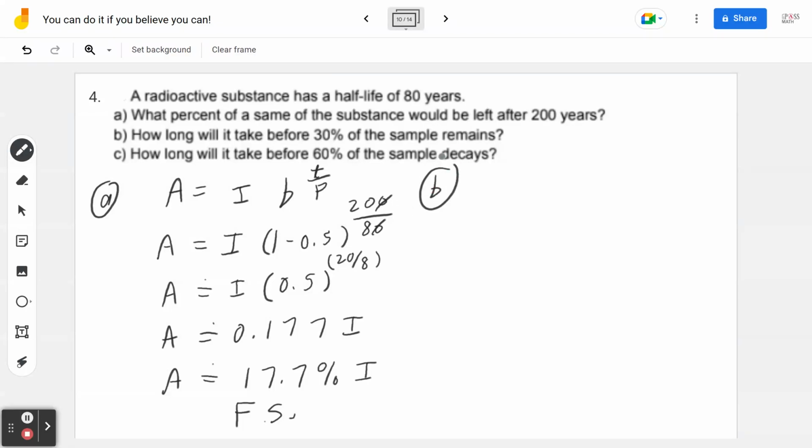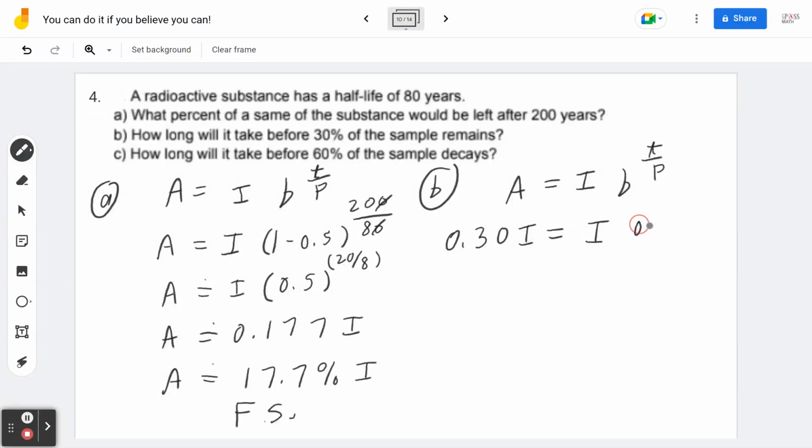Part B, how long will it take before 30% of the sample remains? So think about the beginning. Again, A equals I times B to the power of T divided by P. Now, 30% of the sample remains. You start with I, but in the future, you're going to have only 30%, which is 0.3. If you want to write down 0.30, that's fine, of the original amount.